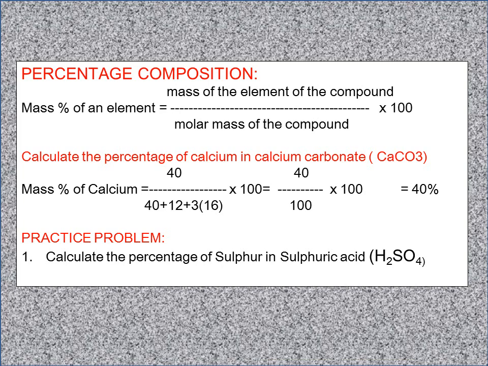Let us calculate for calcium carbonate. The percentage mass of calcium will be equal to mass of the element by molar mass. What is the mass of calcium? You know its atomic mass is 40. So 40 divided by molecular mass of calcium carbonate, you can calculate using all the atomic weights. You add, it will come to be 100. So 40 by 100 should be multiplied by 100 to get the percentage. That will be equal to 40%. Again I gave you one more example to calculate the percentage of sulfur in sulfuric acid. Okay, so mass percentage is nothing but mass of the element by molar mass of the compound.